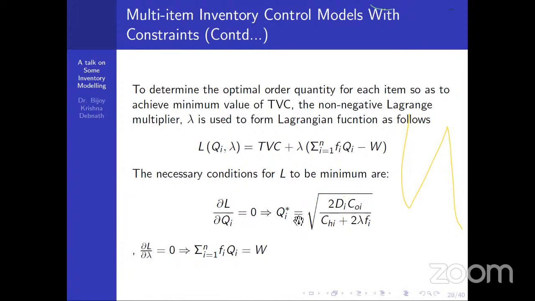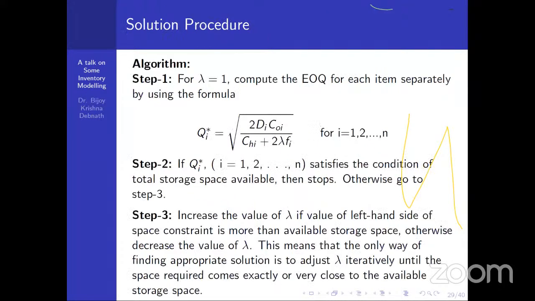Now you see that although all these are known, Di is known, Coi is known, Chi is known, Fi is also known, but lambda we don't know. So based on this lambda we will get this Qi star. Now how do we find this lambda? There is an algorithm to find this lambda.